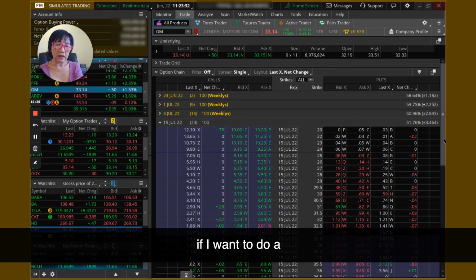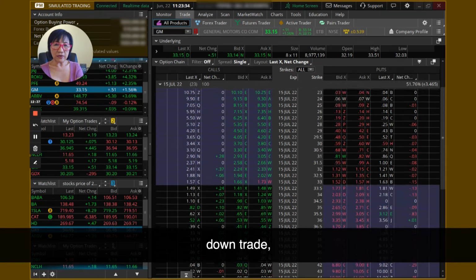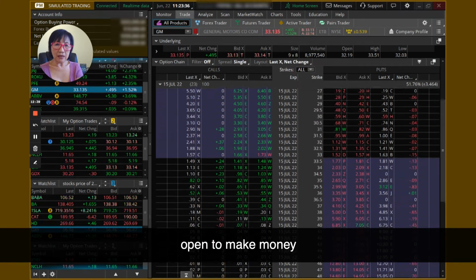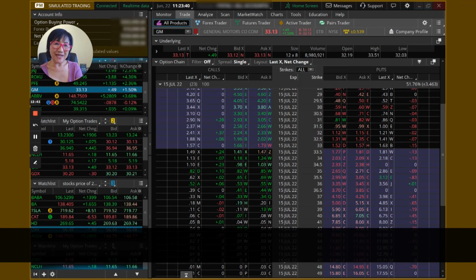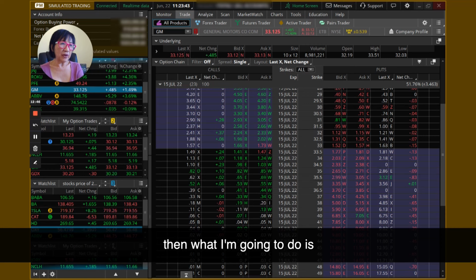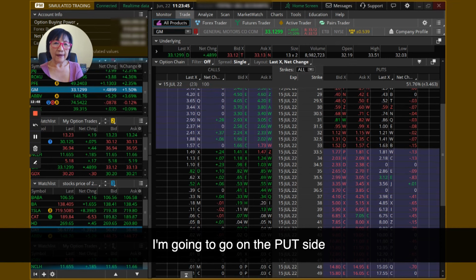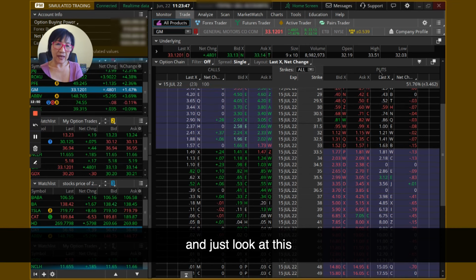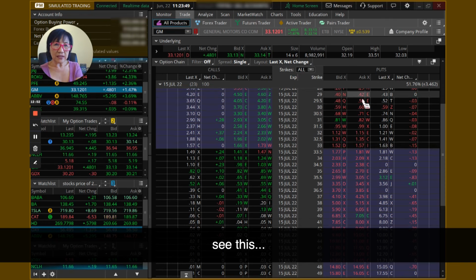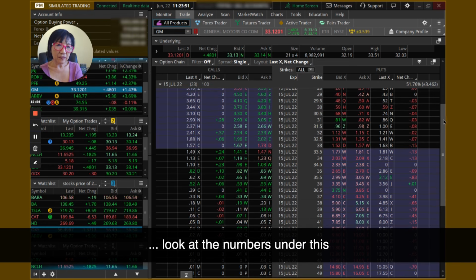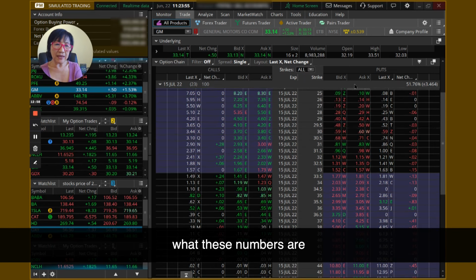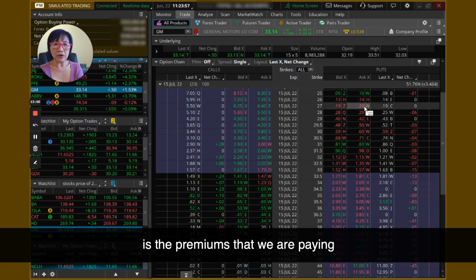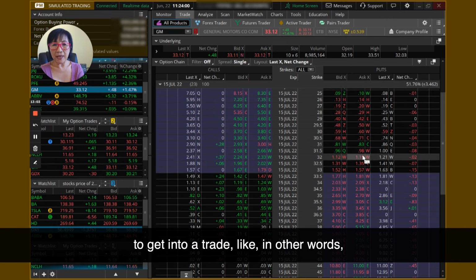So if I want to do a down trade, hoping to make money as the market is going down, then I'm going to go on the put side. And just look at this. See the numbers under bid and ask.